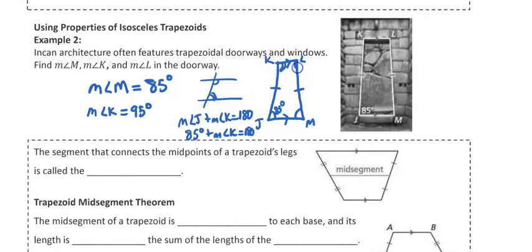And then K is the same measure as L because they are base angles. So angle L is also 95 degrees.